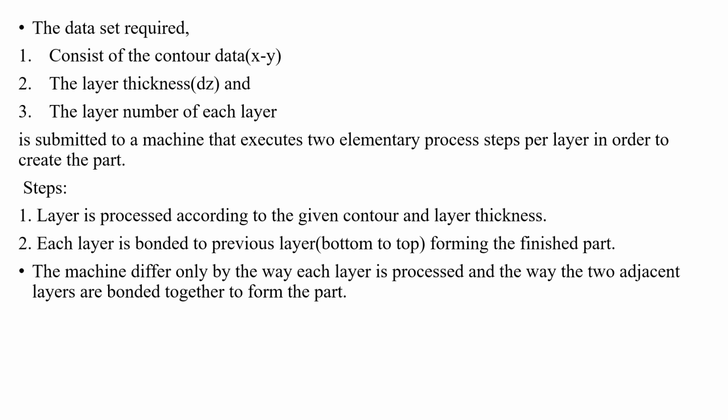After that, the first layer is going to lower down, and the next fresh layer is going to be added on the previous layer. Likewise, the number of layers is going to add up and form the finished part. The machines differ only by the way each layer is processed and the way two adjacent layers are bonded together to form the part. That means there are different additive manufacturing processes, which may require an adhesive for sticking the layers. We will see the adhesives in detail, and the actual additive manufacturing processes, in the next video.